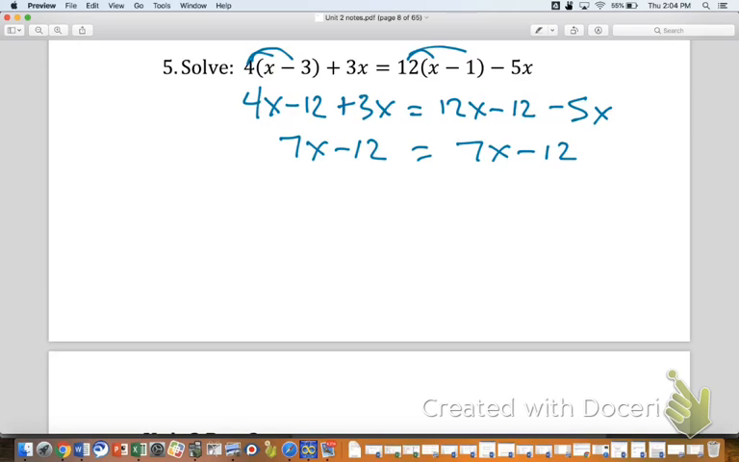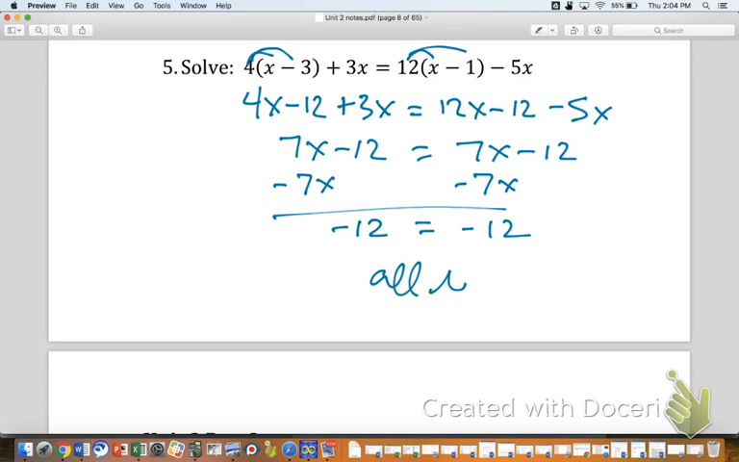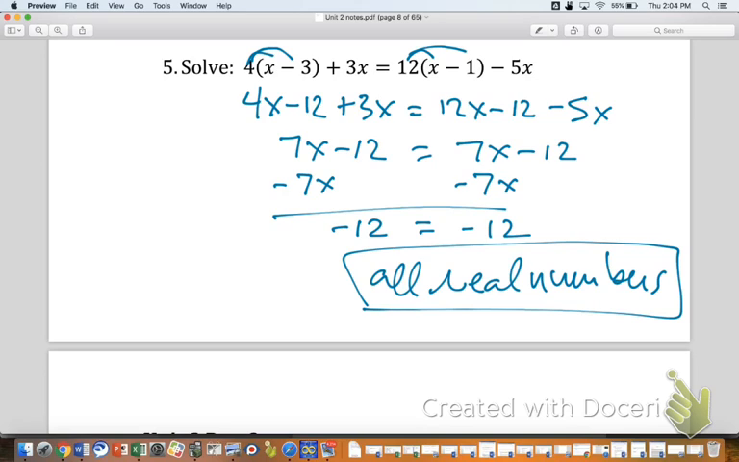It's the same question, isn't it? It's really similar. You still get the negative 12. You get negative 12 equals negative 12. And in contrast to number 4, it's true. And so since the variable is eliminated completely and you ended up with a truth, you end up with an identity, or you could say all real numbers. That will be the standard approach for that one.